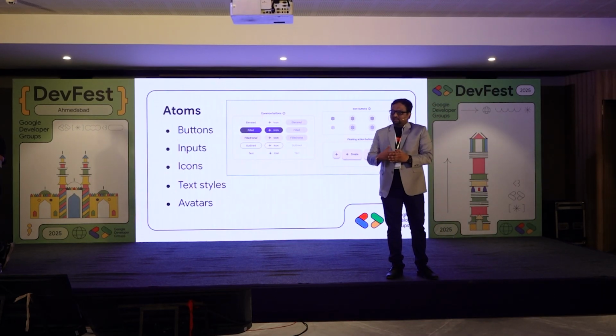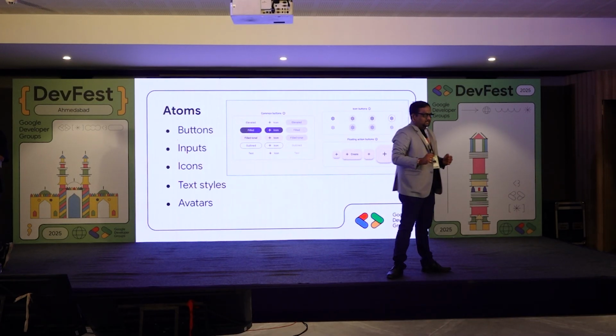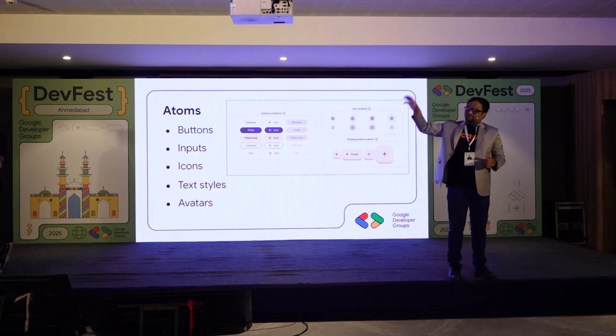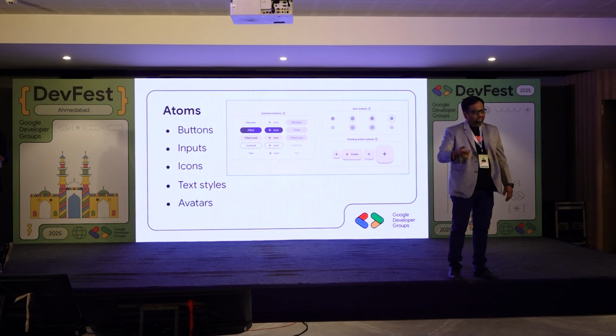Now, when you are developing or working on a design system, make sure you first create your atom library. Why? Once you create one button, wherever a button is used in your big app, the same button will be used. So that will help you, right?